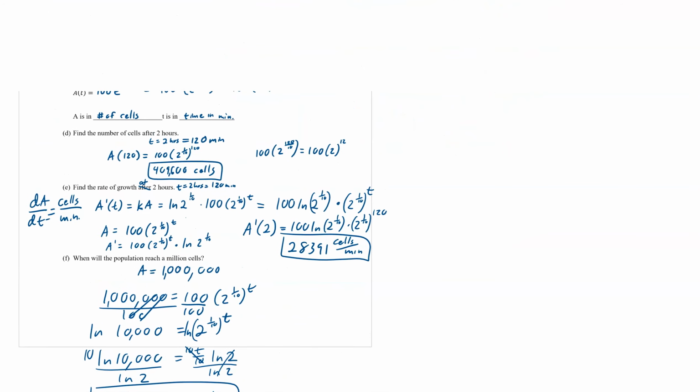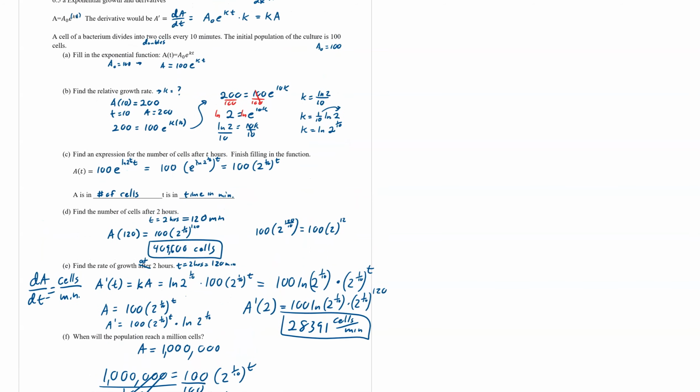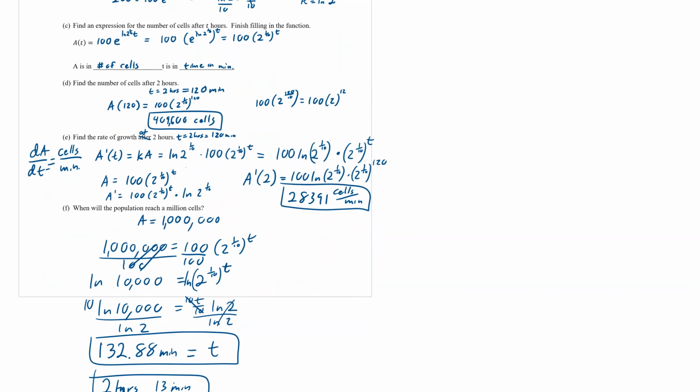And there you go. There's all the questions wrapped around one problem. So we find the k, we find amounts at a certain time, we find the time it takes to get to a certain amount, we found rates of change. I think we're good. There you go.